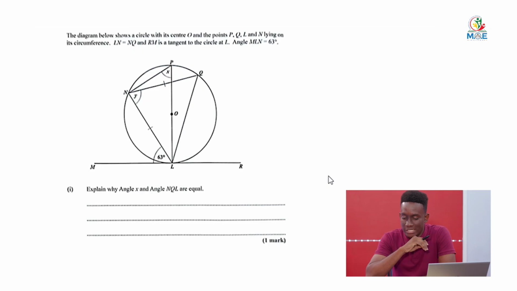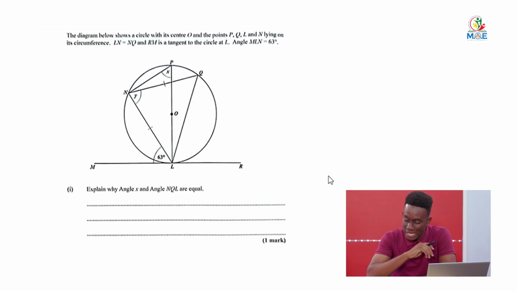In this video, we will be looking at some geometry questions, so let's head straight into them. The question says, the diagram below shows a circle with center O and the points P, Q, L, and N lying on the circumference. PN is equal to NQ and RM is a tangent to the circle at L. And angle MLN is equal to 63 degrees.